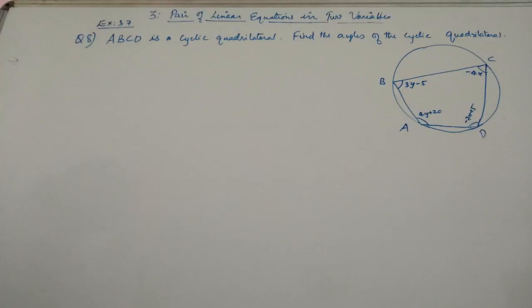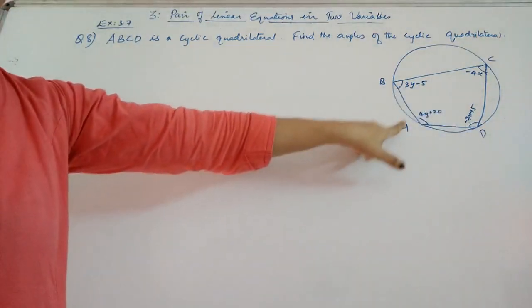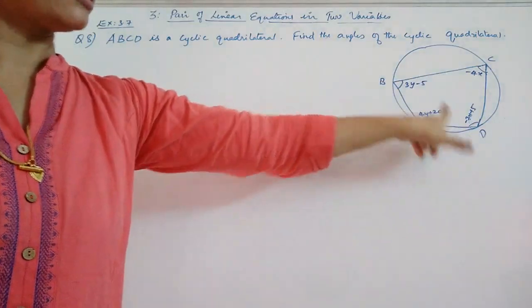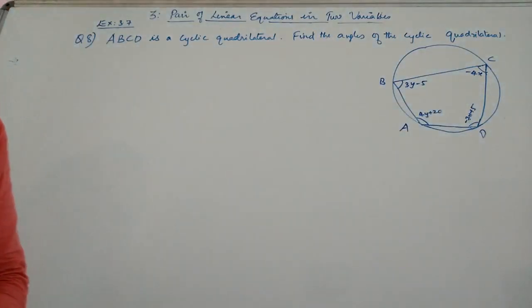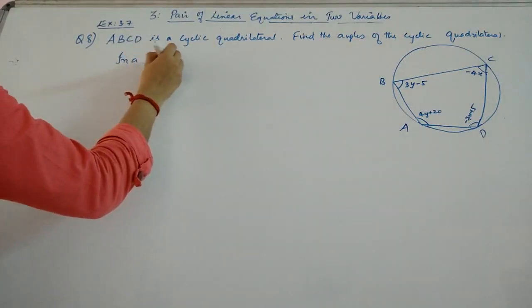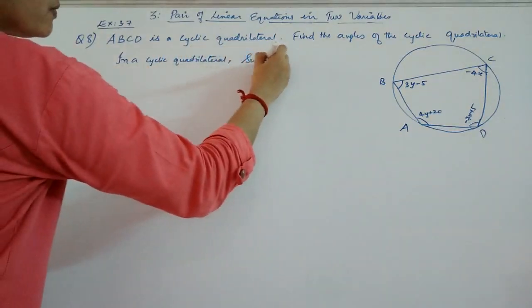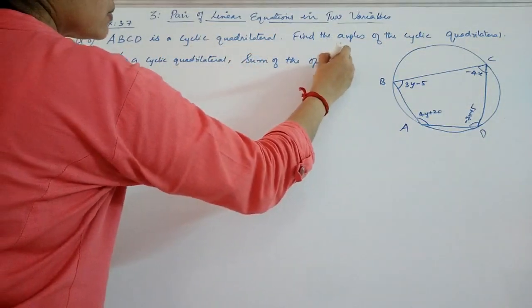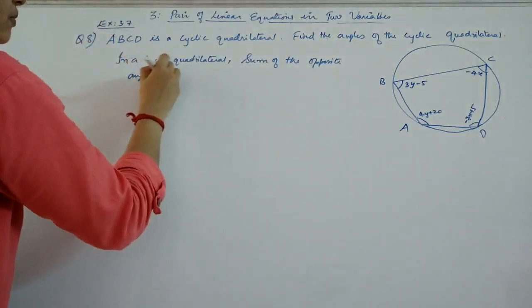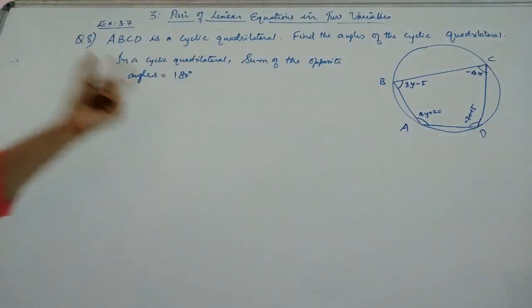Now what is the property of a cyclic quadrilateral? In a cyclic quadrilateral, the sum of the opposite angles is 180. That is, angle A plus angle C will be 180 and angle B plus angle D will be 180 degrees. That concept we are using here to get the values of x and y. So first we will write, we know that in a cyclic quadrilateral, the sum of the opposite angles is equal to 180 degrees. So using this concept we are forming two equations. What are they?